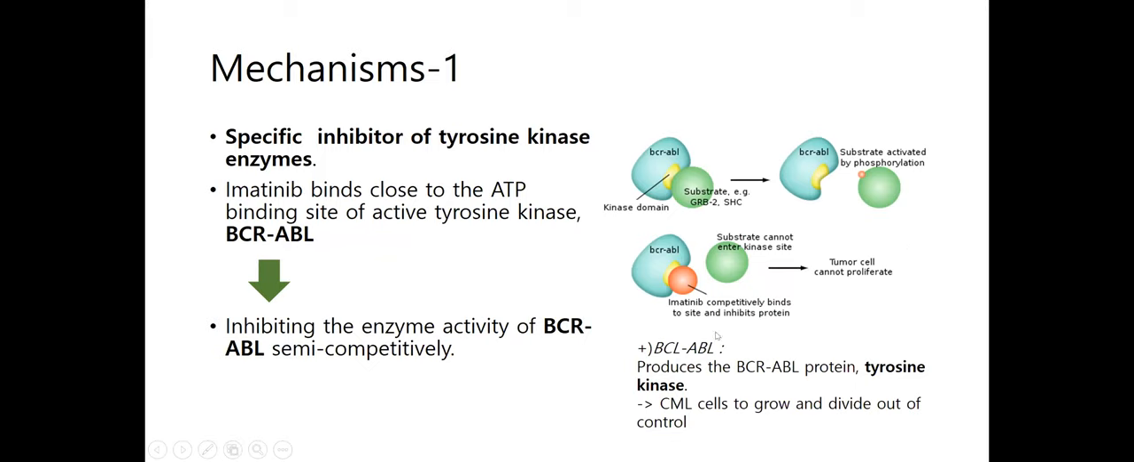The Philadelphia chromosome has the BCR-ABL fusion gene that produces a protein tyrosine kinase. In patients with this protein, CML cells grow and divide out of control, so they have this CML disease. Imatinib is a specific inhibitor of tyrosine kinase enzymes. Imatinib binds close to the ATP binding site of the active tyrosine kinase, so it inhibits the enzyme activity of BCR-ABL tyrosine kinase.